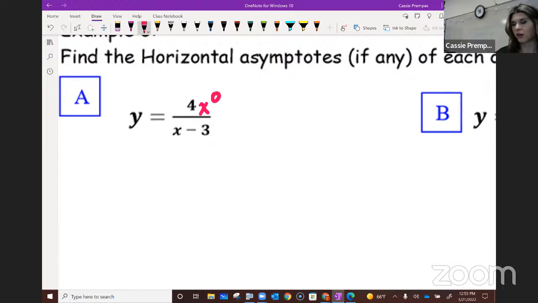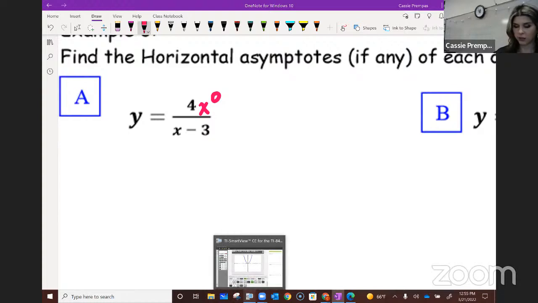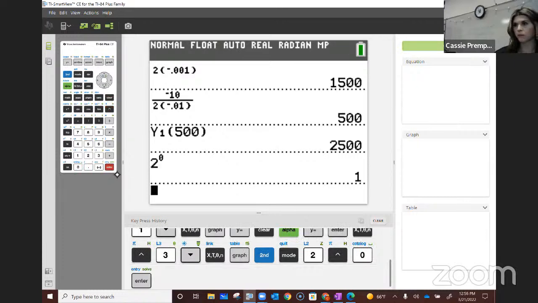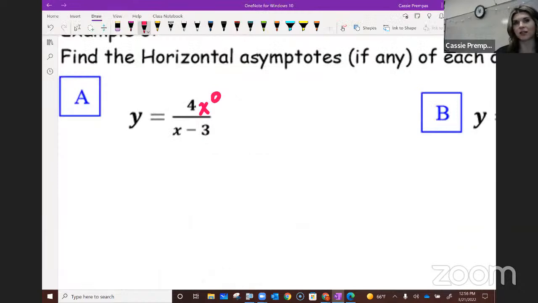Could I say x to the 0? Well, what is any number to the 0 power? Let me look at this. If I said, what is 2 raised to the 0 power? It's 1. We learned that a long time ago at the beginning, but that is something that's good to know. Any number to the 0 power equals 1, which means if you don't have an x there, you could add in an x to the 0, totally valid.